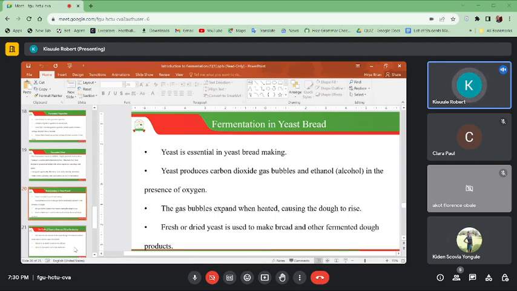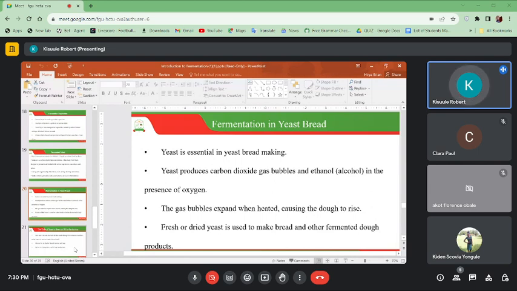Why is oxygen necessary in this yeast bread making? Okay, yeah. So the gas bubbles expand when heated, causing the dough to rise. Sometimes you call it duff, some people call it dough. So let's use dough because that's what is always common in the textbooks and also in the videos that we see. So fresh or dry yeast is used to make bread and other fermented dough products.